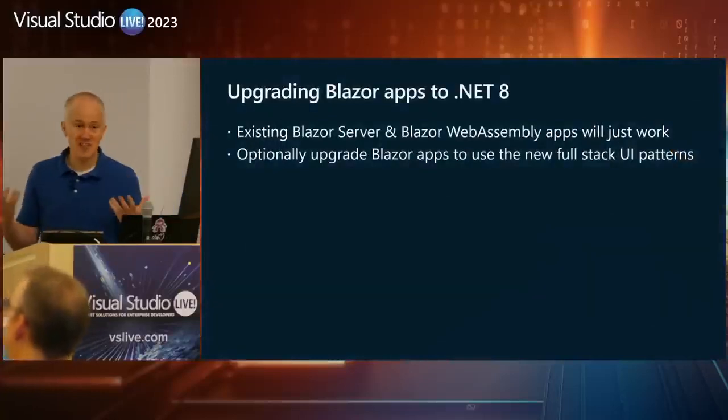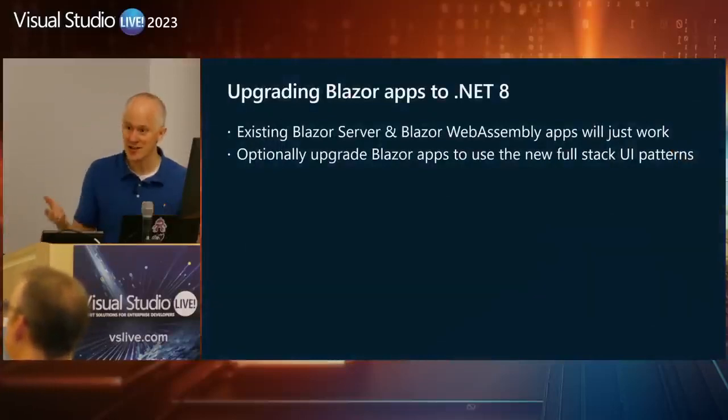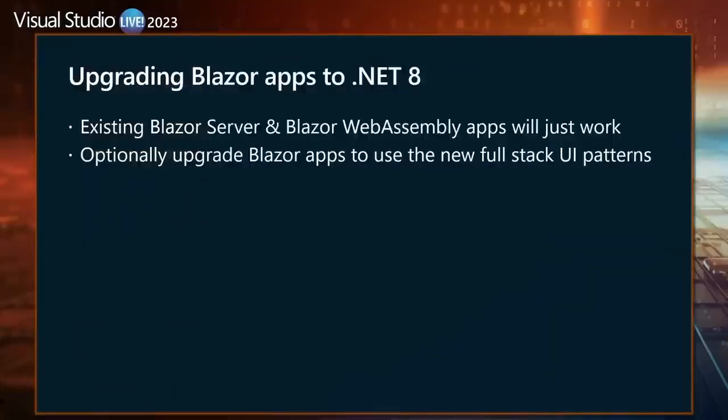All right, what if you have existing Blazor apps? How do you upgrade them to .NET 8? Well, the good news is it's trivial. You just retarget your app to .NET 8, update any NuGet packages to the .NET 8 versions, and they will just work. You don't have to change any code. Your existing Blazor Server and Blazor WebAssembly apps are still supported and will be completely functional.